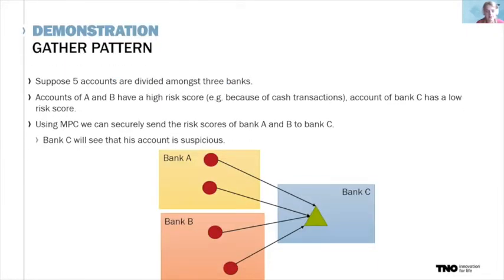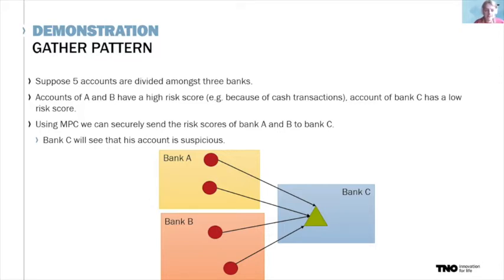So imagine we have 5 accounts that are distributed amongst 3 banks. Then if the accounts of Bank A and Bank B have a high risk score, for example, because of cash transactions, and they all send money to an account in Bank C, then Bank C cannot see this, because it cannot see the risk scores of Bank A and Bank B.